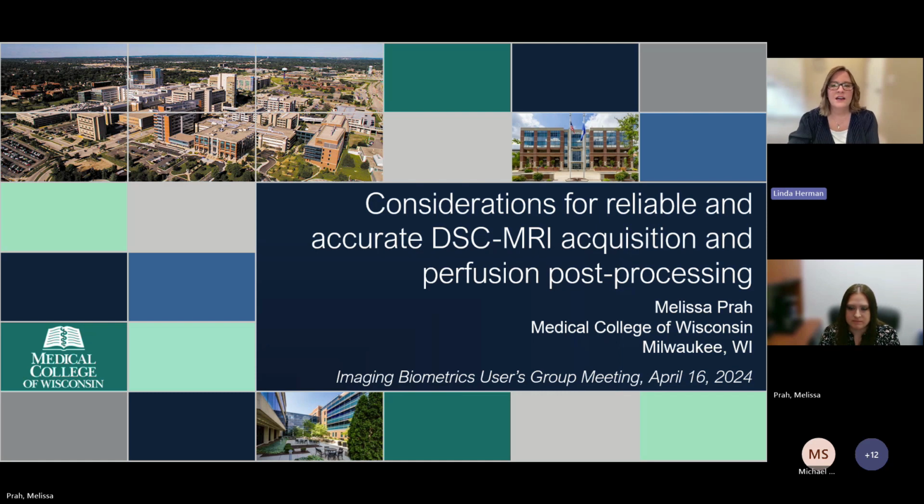Today's webinar is titled Considerations for Reliable and Accurate DSC MRI Acquisition and Perfusion Post-Processing. This webinar aims to provide guidance on optimizing DSC MRI acquisition and perfusion post-processing technique. The goal is to ensure reliability and accuracy in clinical interpretation.